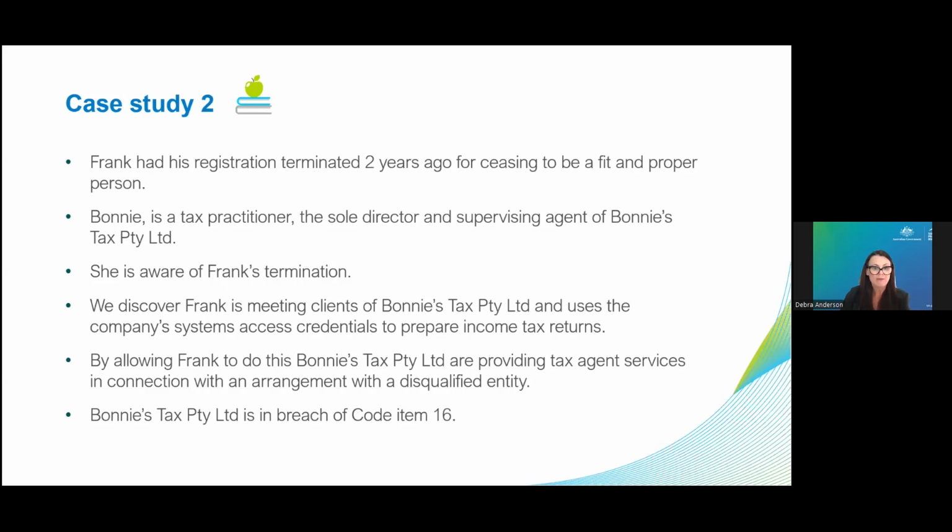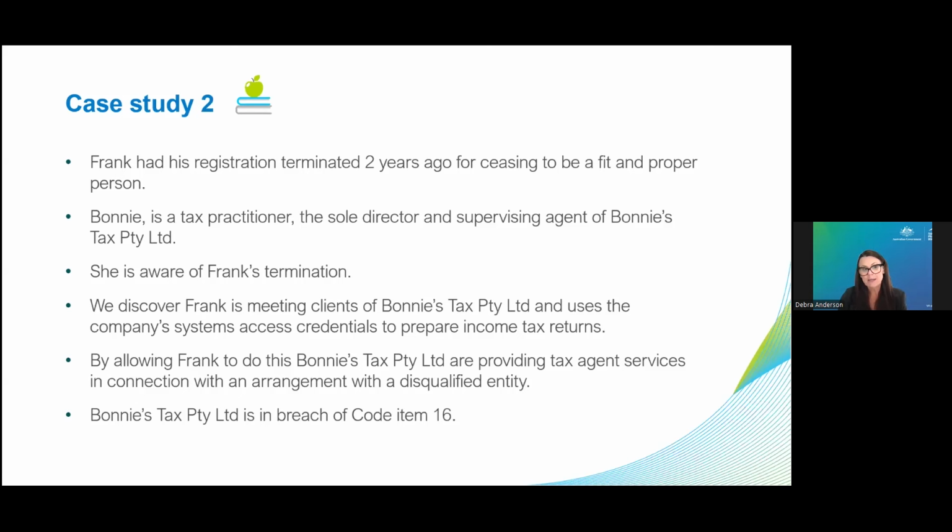And in this one, we have Frank. And this one's relating to Code Item 16. So here we have Frank, who had his registration terminated by the TPB 2 years ago for ceasing to be a fit and proper person, which makes him a disqualified entity. Bonnie, who is Frank's wife, and is therefore aware of his termination, becomes a registered tax practitioner herself about a year after Frank was terminated. And at the same time, she registers a company called Bonnie's Tax Proprietary Limited as a tax agent. Bonnie is the company's sole director and sole supervising agent.